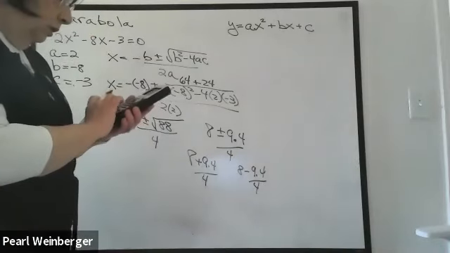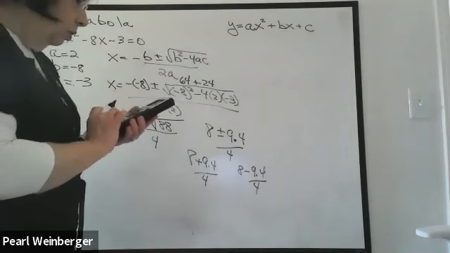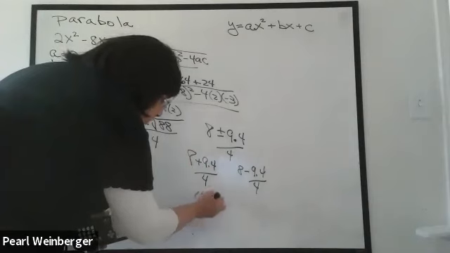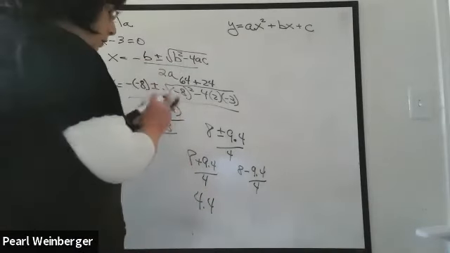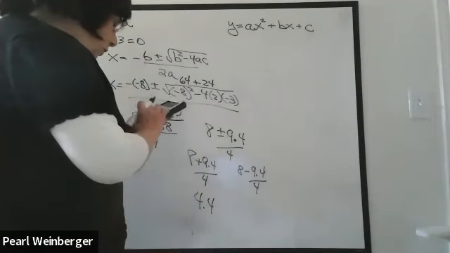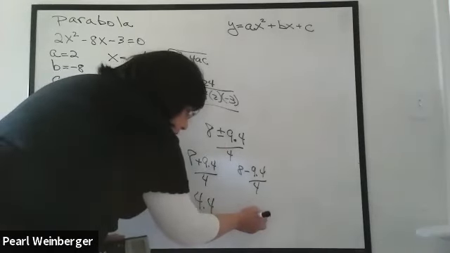So 17.4 divided by 4. This gives me 4.35 or 4.4. Negative 1.4 divided by 4 gives me negative 0.4.